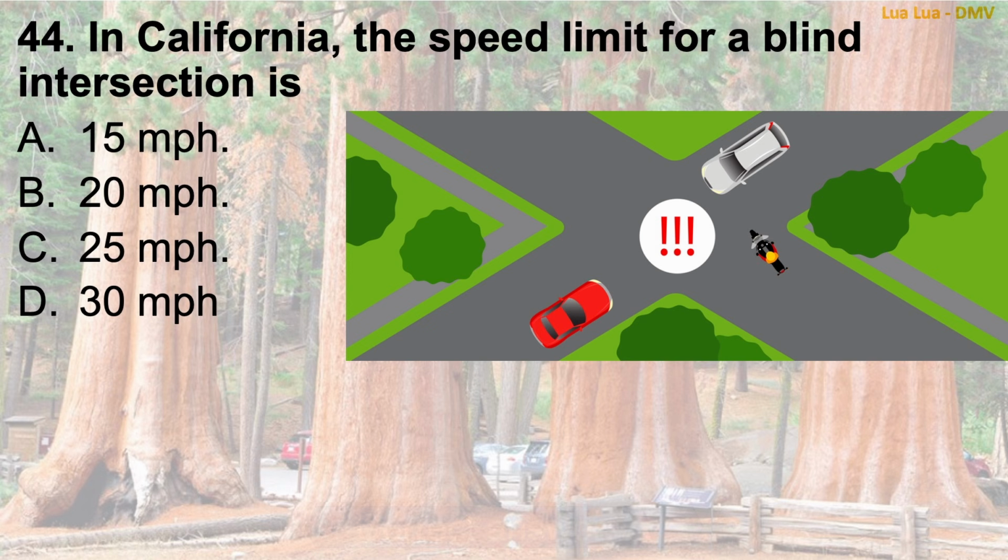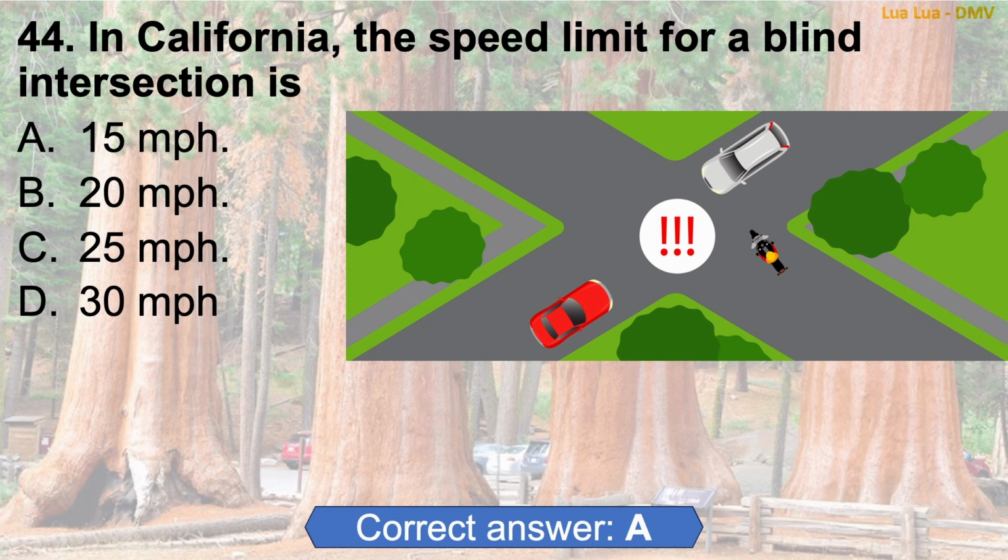B. 20 miles per hour. C. 25 miles per hour. D. 30 miles per hour. The correct answer is A. 15 miles per hour.